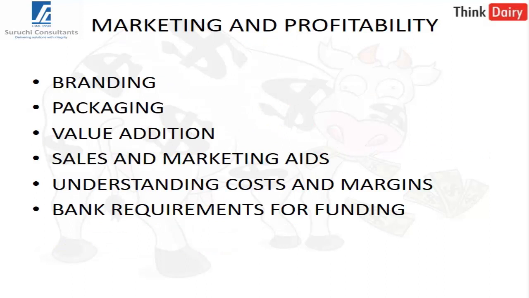Lastly, we will be talking about marketing and profitability, where we'll be talking of branding and role of digital marketing in that, the packaging part, the value addition which could be done. Should you sell milk only or should you make some products also like ghee or paneer? What are the sales and marketing aids required? Because in order to make this milk reach the consumer, you might be requiring different kinds of accessories. You need to understand the cost and margin, which we'll share with you for a standard farm. And finally, bank requirements for funding.